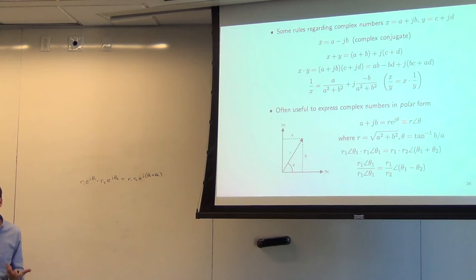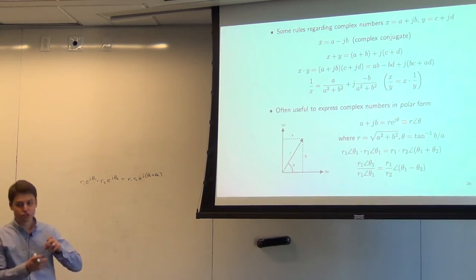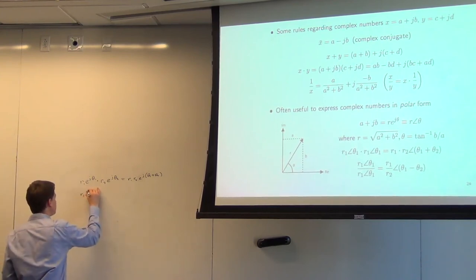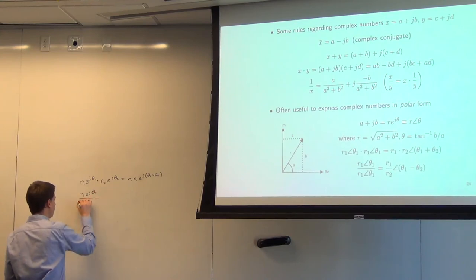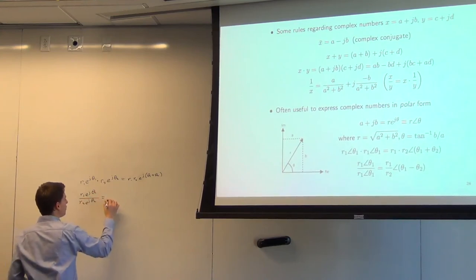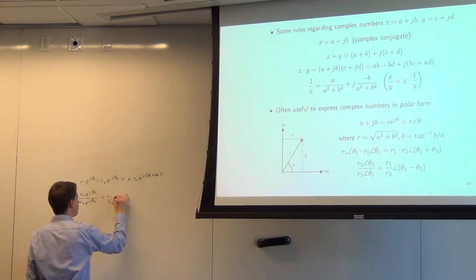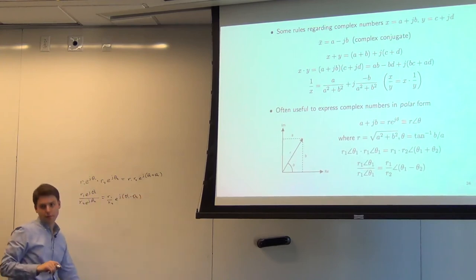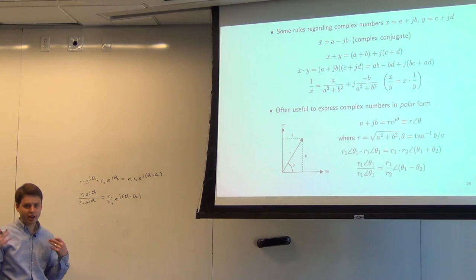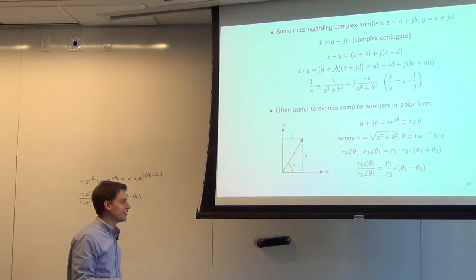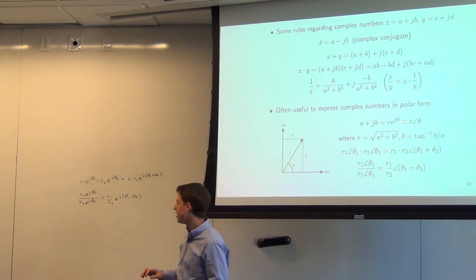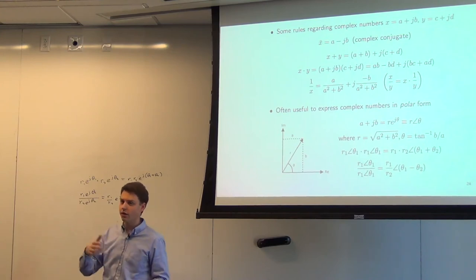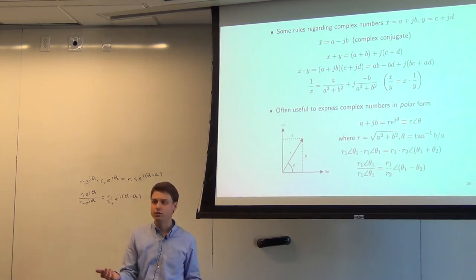And similarly, to divide exponentials, you just subtract the corresponding exponents. So R1 e to the j theta 1 over R2 e to the j theta 2 would just be equal to R1 over R2 times e to the j of theta 1 minus theta 2. Okay? And so this is why, since we care so much about the phase angles and differences in phase angles, it's very useful to represent the quantities we're talking about in their polar form rather than their real or rectangular form.